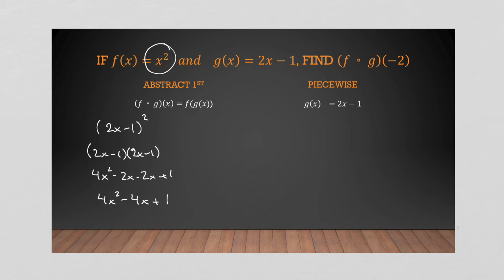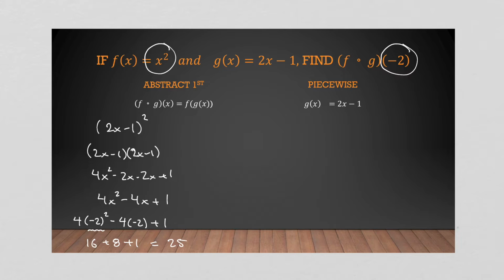So that's my abstract. But now in the end here, I want f of g of negative 2. So from this moment, I'll now plug in negative 2 for all my x's. Watch your brackets, watch your exponents. Don't want to screw up your positives and negatives, because that's going to be positive 4 times positive 4, which is 16, and then plus 8, and then plus 1, so 25.